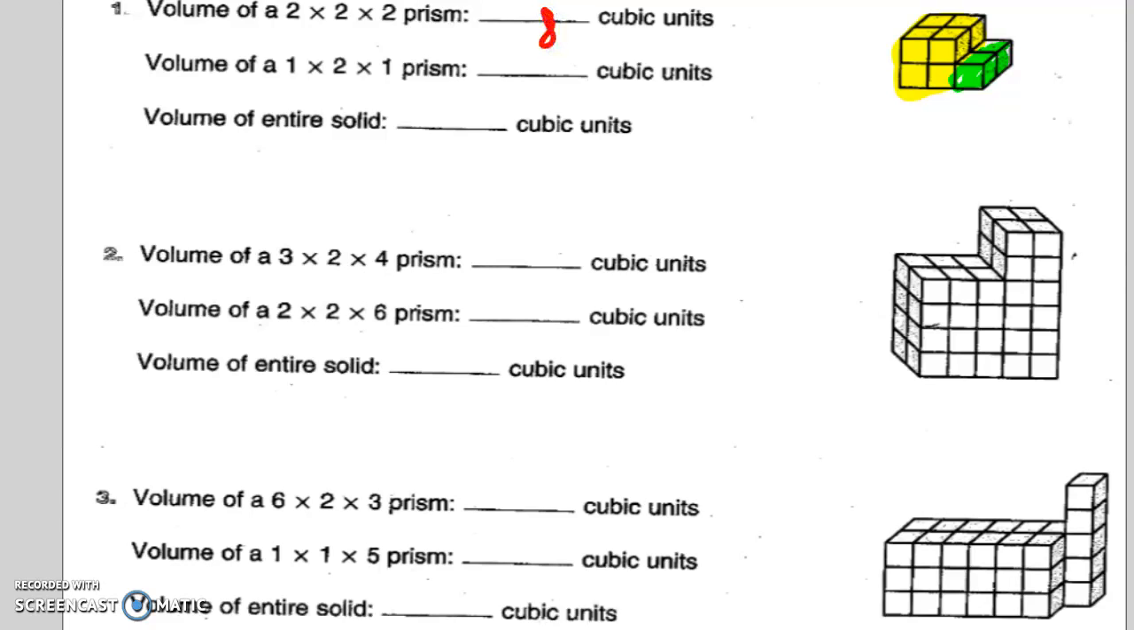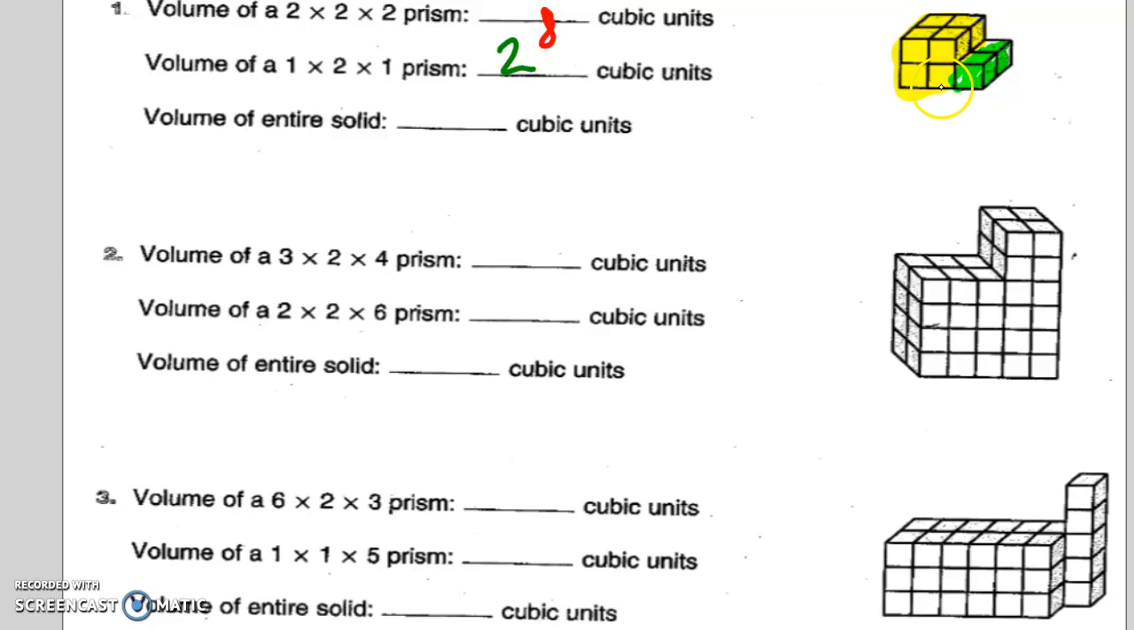You can fill in an 8 on your worksheet. Now the second prism, the green one that's on the right side, appears to be 1 block wide by 2 blocks long by 1 block tall. And we know that 1 times 2 times 1 gives us a volume of 2 cubic units. You can fill that in as well.